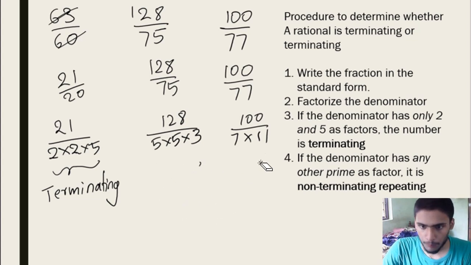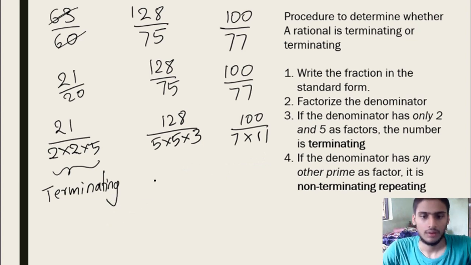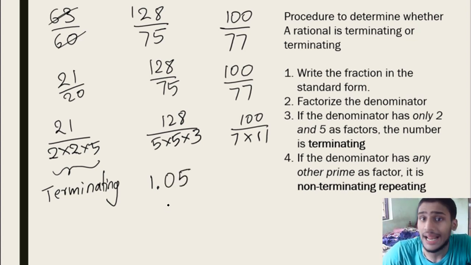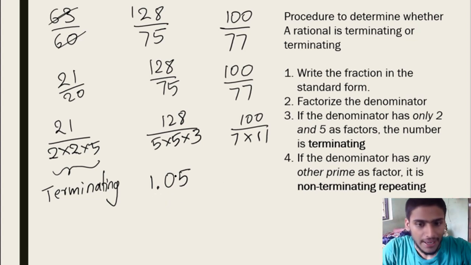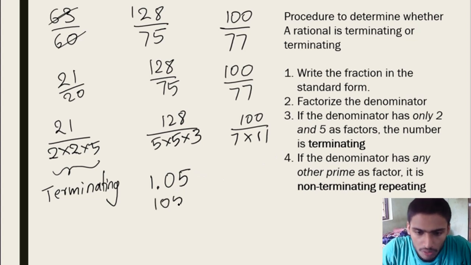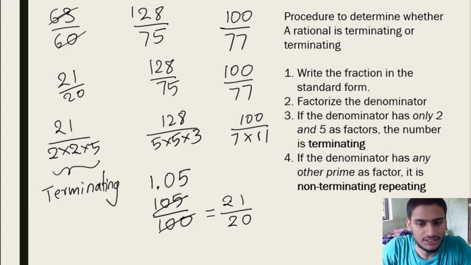If you remember the procedure to convert a terminating rational number, say something like 1.05, into a rational number, what you have to do is multiply and divide this number by 100, and you will get 105 by 100. Then you can strike off all other factors, and I just took it to be the same fraction here.